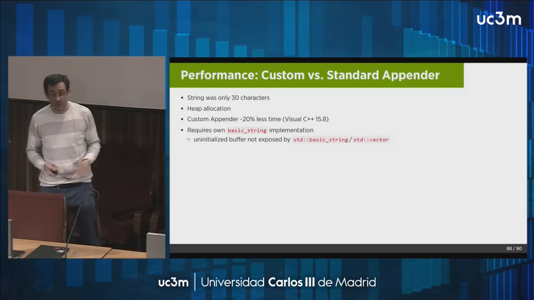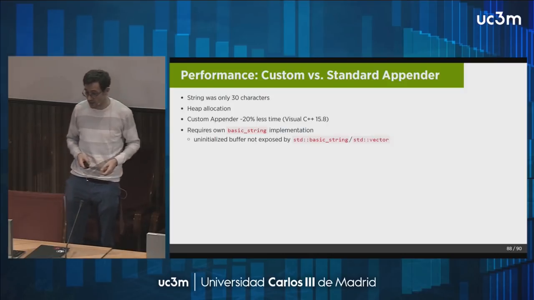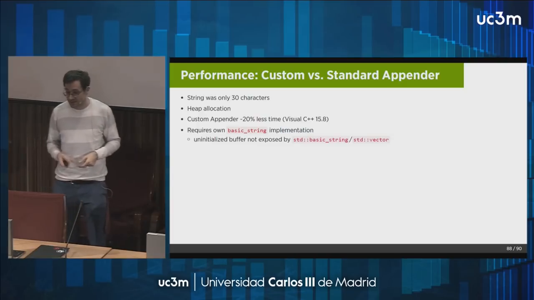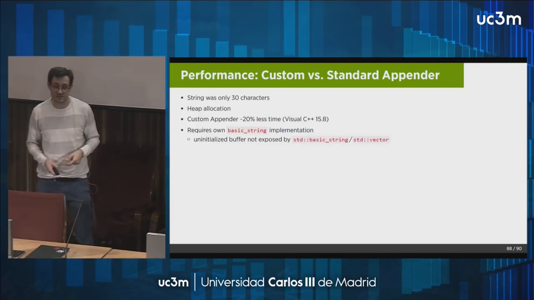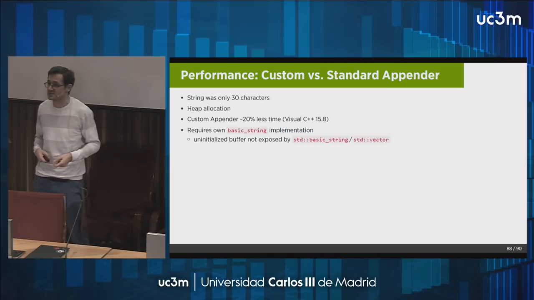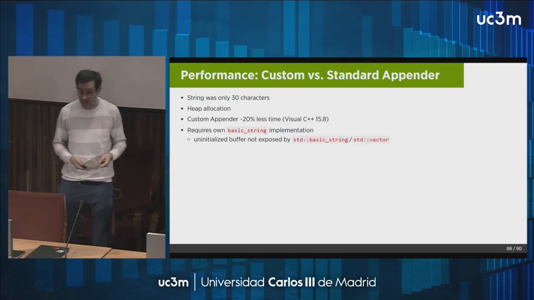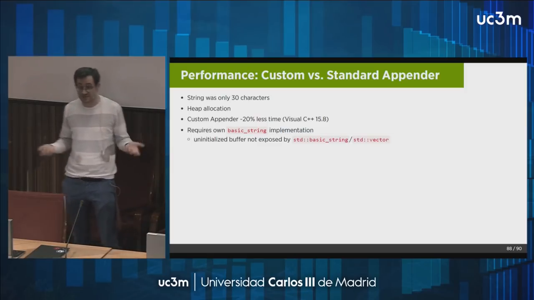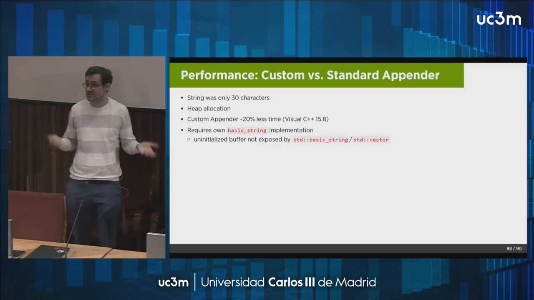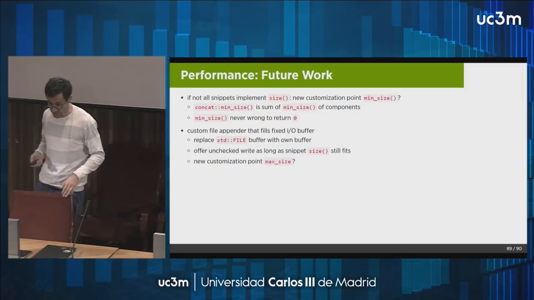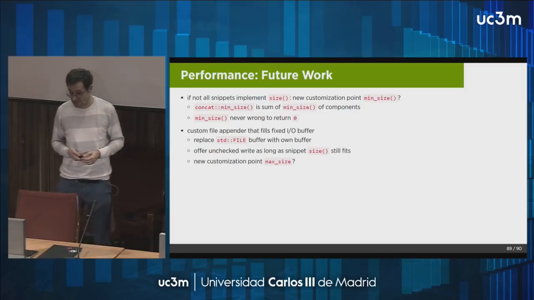And it turns out, although the string was only 30 characters long, and we actually included the heap allocation every time, the custom appender actually saves 20% of time. It's surprising that the heap allocation is not even that costly. Heaps are relatively efficient, and apparently this end check is actually relevant. Of course, we would need our own basic string implementation, which we haven't done yet, but it's certainly an attractive thing to do. Now, here's more things you could do with respect to performance.